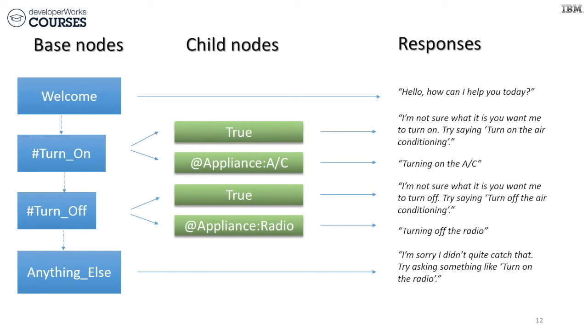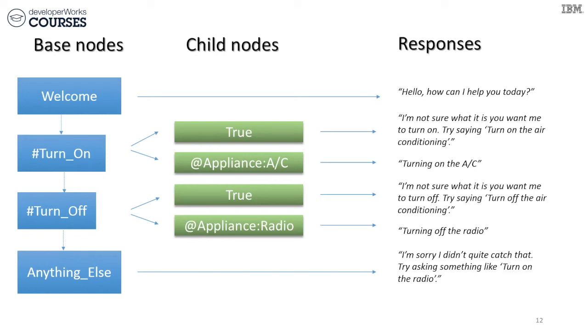Looking at this chart here, we can go through the example of a user saying, "Turn off the radio." First, the input is evaluated through each base node to see what intent is identified. So first, we go through the welcome node. This node is only called at the very beginning of the conversation, so it skips this and goes on to turn on. There is no turn on intent in the phrase "turn off the radio," so it skips over to the next node. The next node is the turn off node.